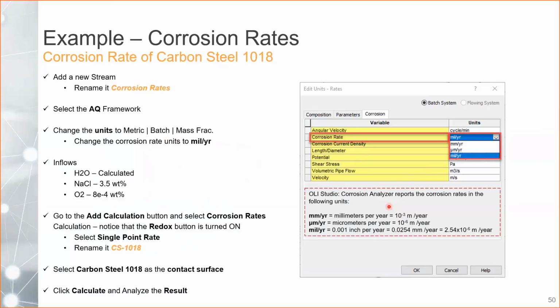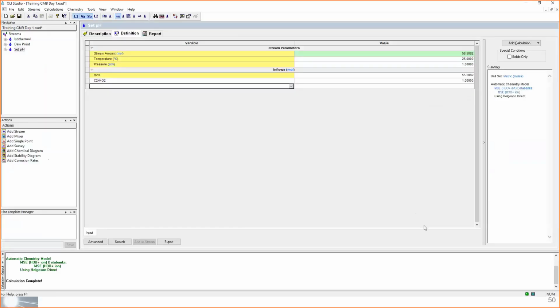Okay, let's start with our first easy corrosion rate calculation. I will explain how to navigate the workspace and what every single one of our definitions or sections mean. For this calculation, we are going to create a new stream, or add a new stream, and rename it corrosion rate.